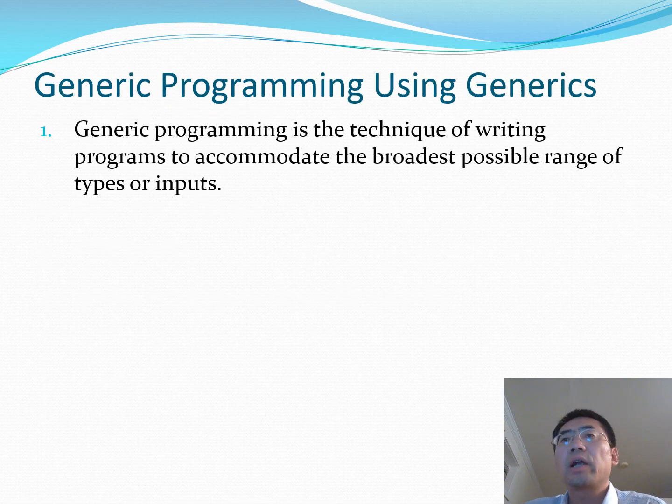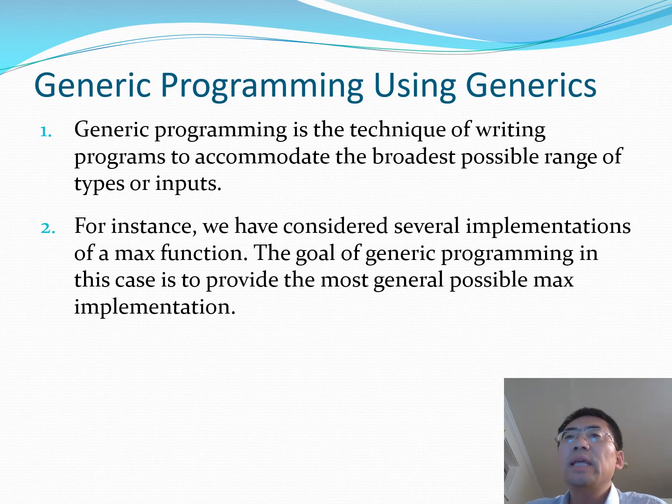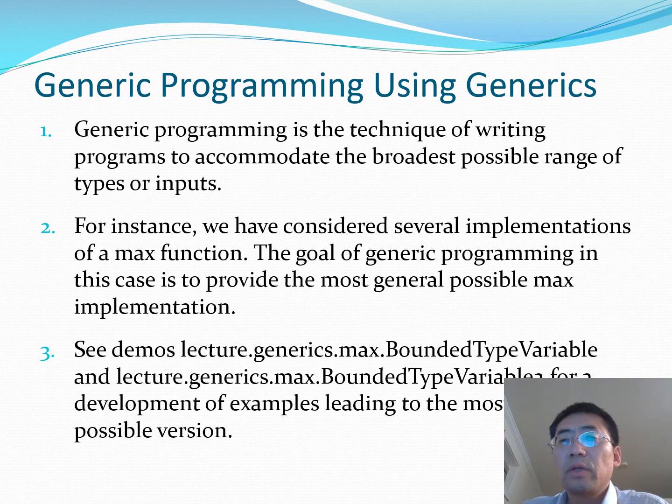Generic programming with generics. Why do we need generic programming? Generic programming is actually the technique of writing programs to accommodate the broadest possible ranges of types or inputs. So for instance, we have considered several implementations for the max function, and the goal for doing that is we're trying to find the most general or most generic implementation for this max method. So there's some demos for you to look at.